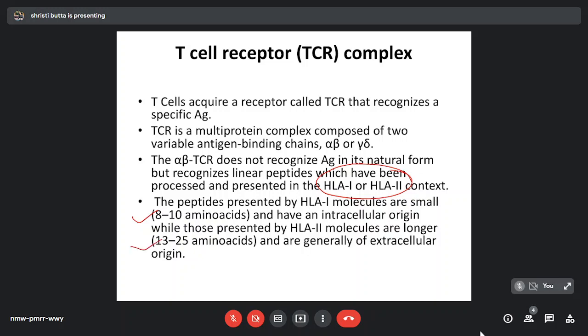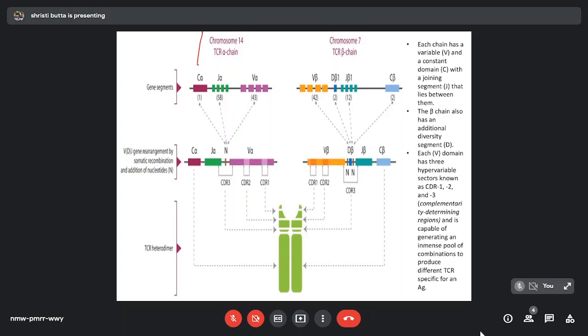Let's move on further. We have the T cell receptor, the alpha chain, and we also have the beta chain. The alpha chain of the T cell receptor is encoded on chromosome 14, whereas chromosome 7 encodes the beta chain of the T cell receptor. It is important to note, just look at the diagram, each chain has a variable region, that is a V, a constant region, that is a C, and the joining segment. The beta chain also has an additional diversity segment, or the D segment.